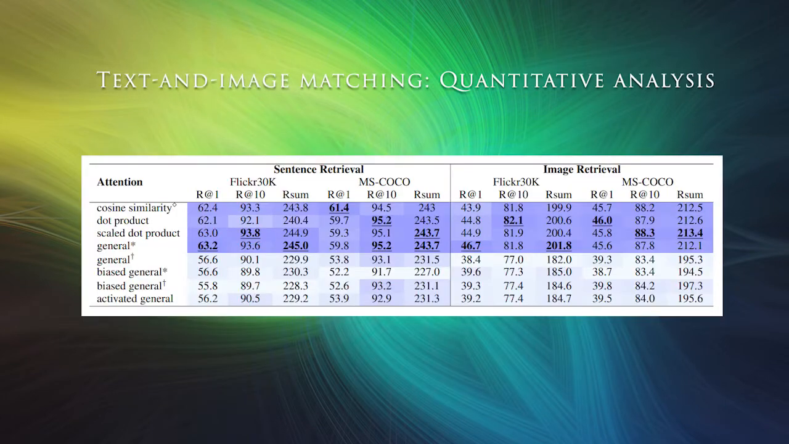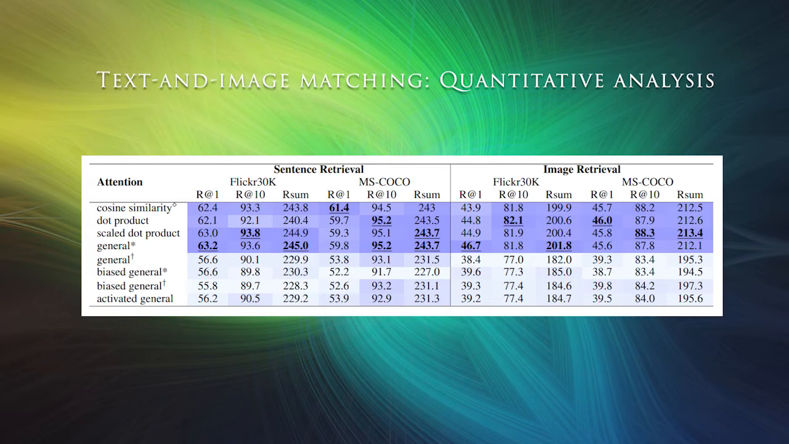For T&I match, we measure the performance of sentence retrieval, and image retrieval, by the recall at K metric. It is defined as the percentage of queries that get the correct item at the closest K points to the query. The higher the value, the better the performance.